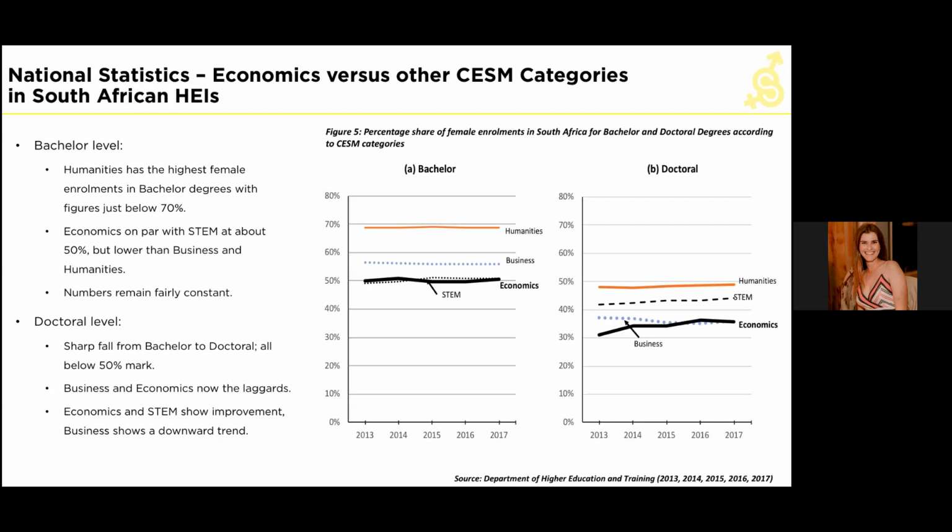In figure B, however, we can see that there's a sharp drop-off of the share of female enrollments at doctoral levels in all fields. Now all are below the 50% mark. We can see here that now business and economics are the laggards, below STEM and humanities. Also, while STEM and economics show some improvement between 2013 and 2017, business seems to be on a downward trend.